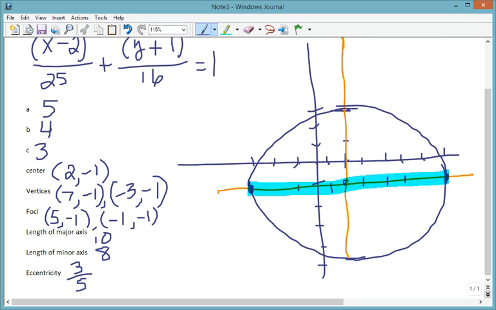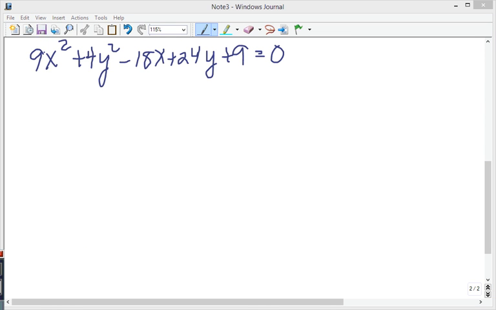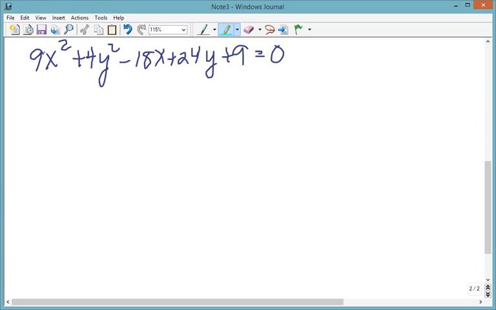So let's try another one. Okay, so this is an ellipse, but it's in general form. So in general form, which we'll see with parabolas and ellipses and the hyperbolas, we make it all no fractions. We get everything onto one side. We put the x squared and then the y squared, right? Then we put the x and then the y and then the constant equal to 0. And that would be considered general form.